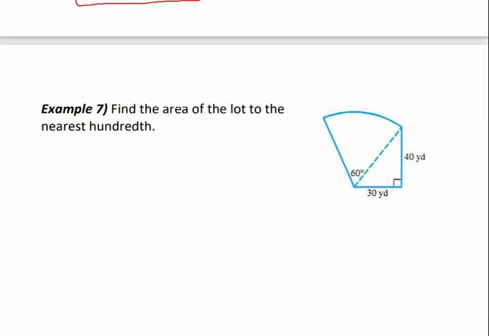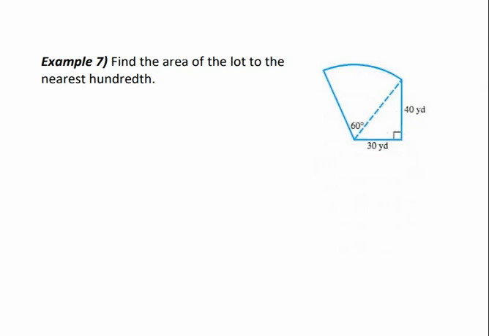All right, now we're going to find the area of the lot. So we're looking for the area of this whole lot. First of all, let's figure out what these shapes are. Well, we have the sector of a circle, and we also have a triangle. So we're going to have to find these two separate areas and then add them together. We have to find out what this length is before we can find the area of that sector, because we don't have enough information. The only information we have about the sector of the circle is this angle measure.